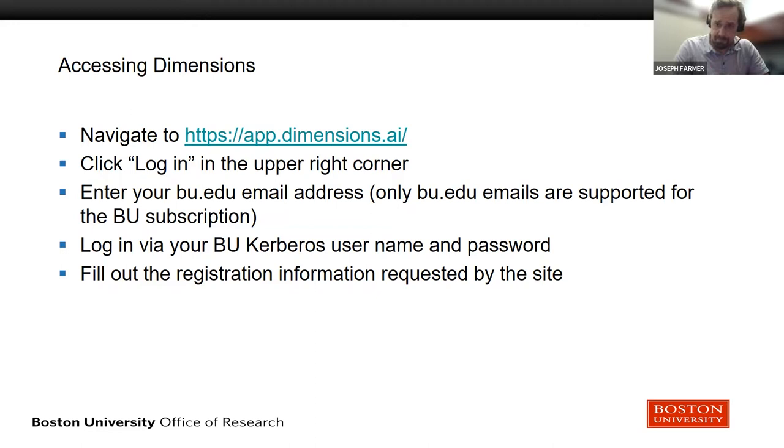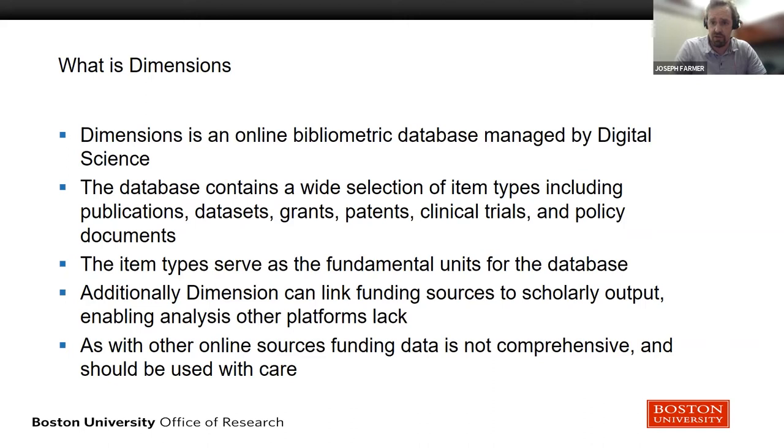So as we get started here, what is Dimensions? Dimensions is an online bibliometric platform that is managed by Digital Science. They have a variety of tools that they provide and manage. This is just one of those. The real cool thing about Dimensions compared to other databases we have access to and other databases in the world at large is that it contains a more robust set of different item types.